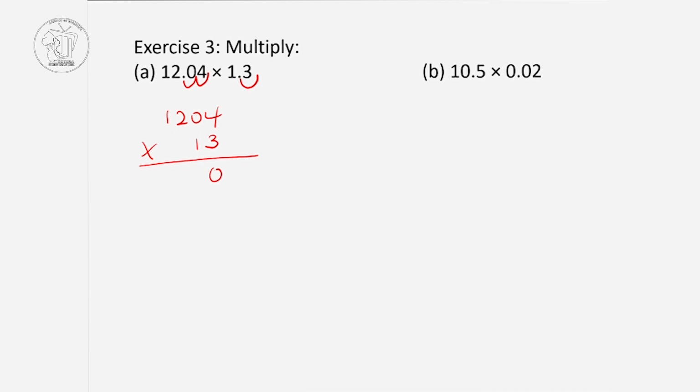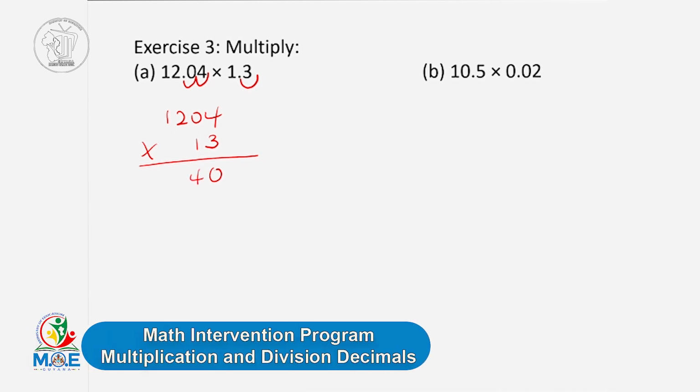So we put a 0 here. So 1 times 4 is 4. 1 times 0 is 0. 1 times 2 is 2. 1 times 1 is 1.